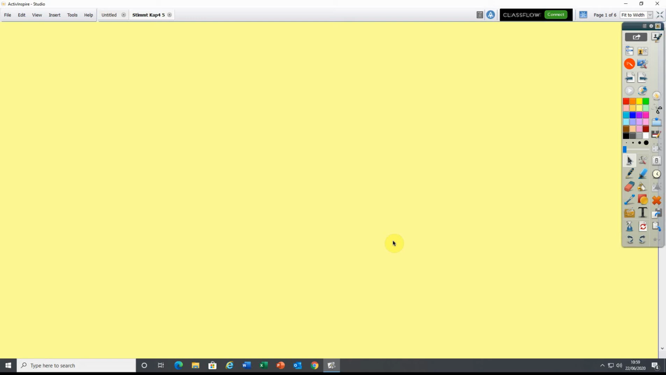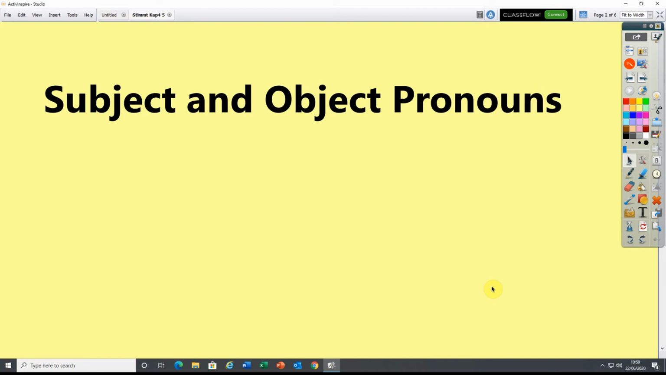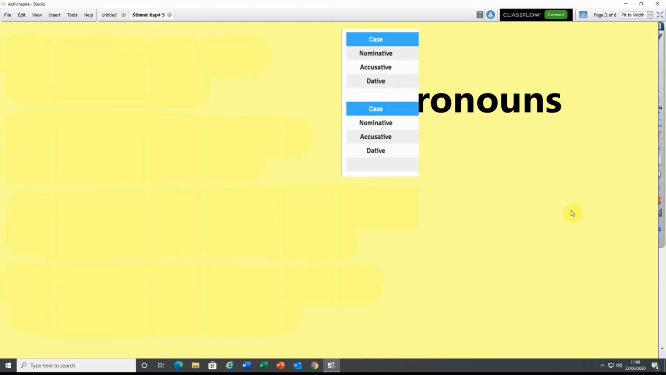Today we're looking at something rather grammatical, and that rather grammatical thing is subject and object pronouns. Now, we need to first of all remember what subject and object is, and then we'll look at how that operates with pronouns. So let's remind ourselves first of all of what a subject is and what an object is.